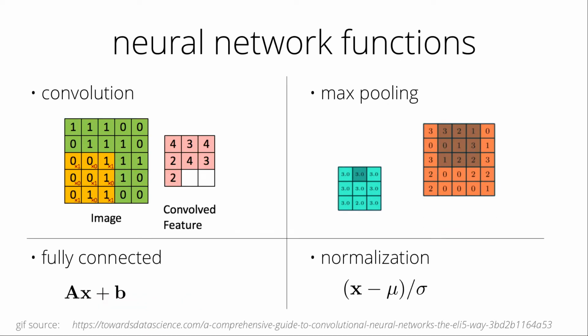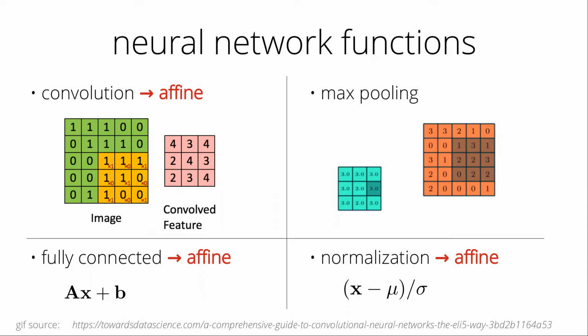Neural networks are just implemented in code, so you can define the functions to be whatever you want them to be. But in practice, there's only a handful of functions that are fundamentally used in neural networks. Those would be convolution, max pooling, fully connected, and normalization. And it turns out that 3 of these 4 are affine functions, which means they can be written as Ax plus b, where A is a matrix and x and b are vectors.